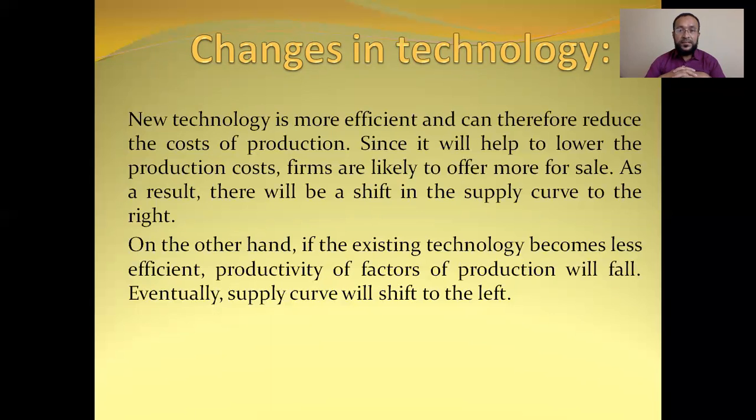On the other hand, if the existing technology becomes less efficient, productivity of the factors of production will fall. You know what the factors of production are? Land, labor, capital, and entrepreneurship. These four are the factors of production. So old technology will reduce the productivity of all these factors of production. Eventually, supply will fall and the supply curve will shift to the left.